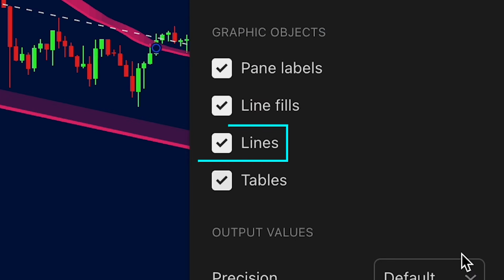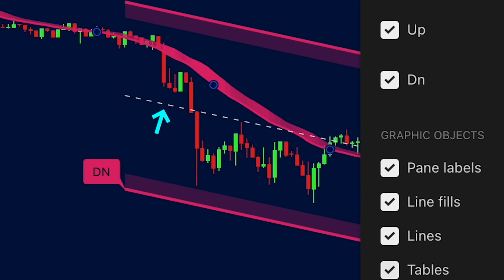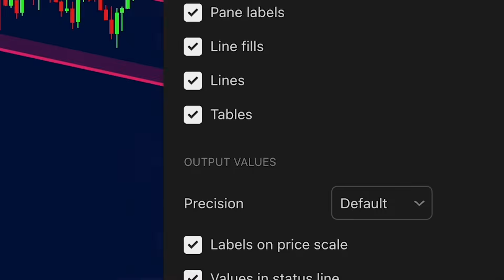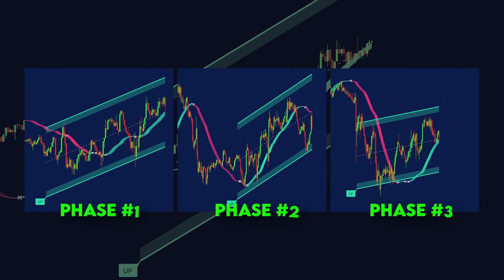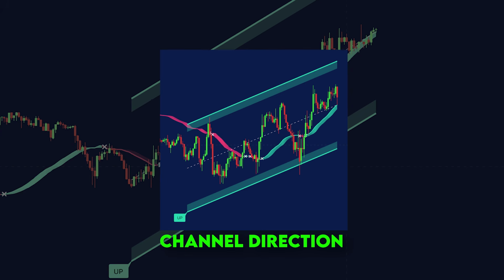Also, make sure the midline is visible as this often acts as dynamic support and resistance within the channel. After that, click OK. Now let me show you exactly how to trade this with a 3-phase confirmation system. Phase 1 is channel direction. This is your big picture bias.